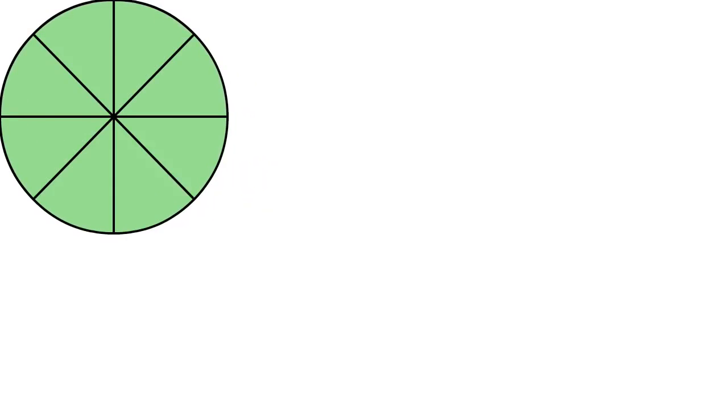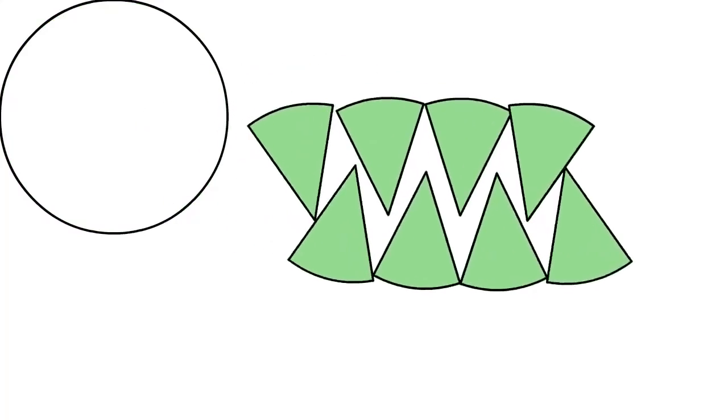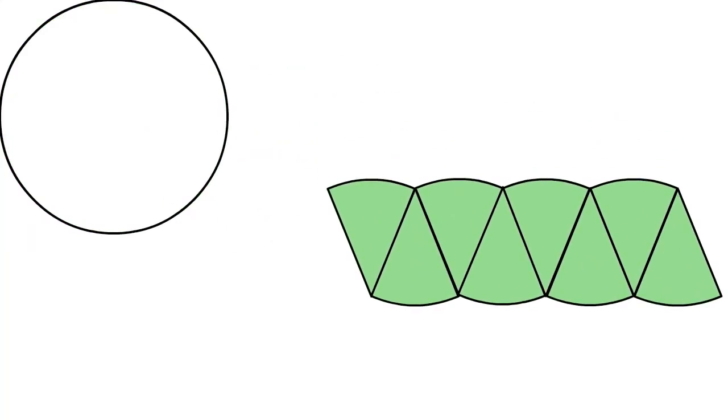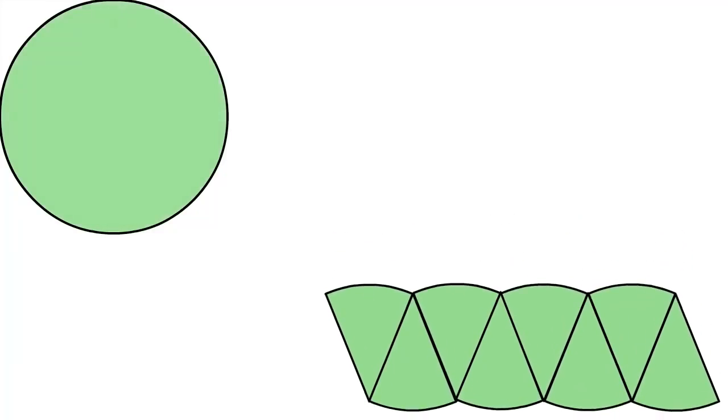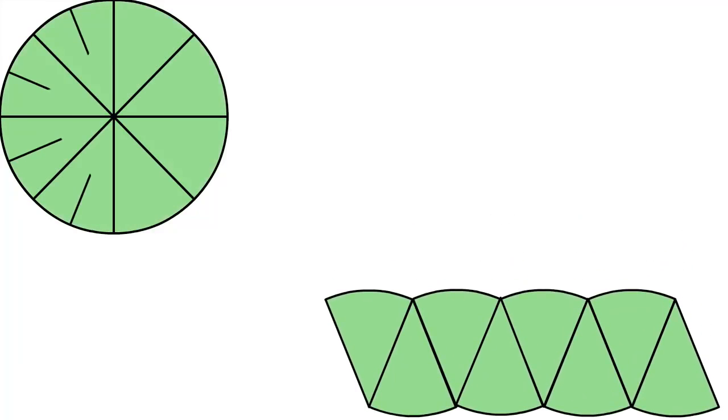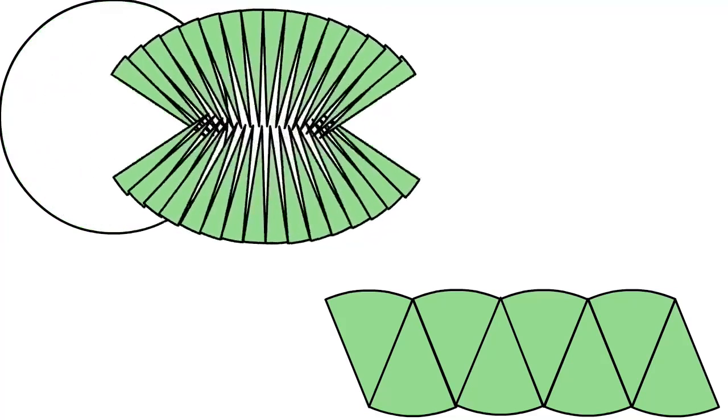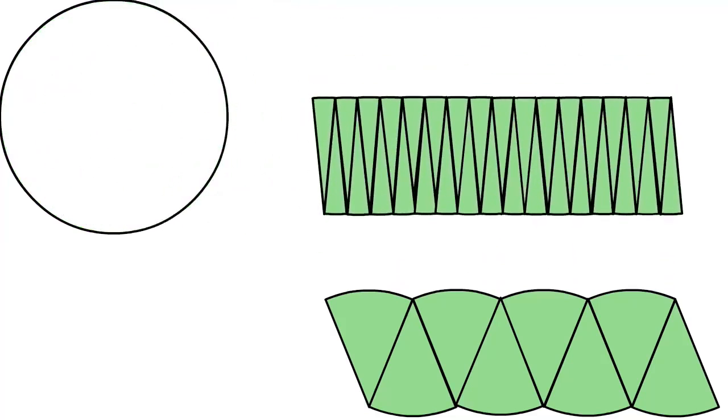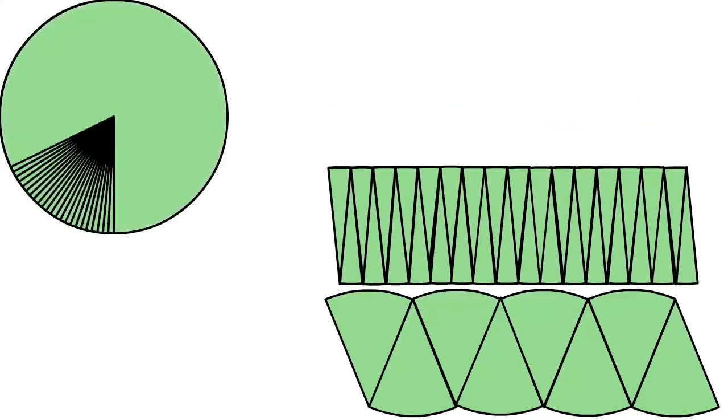Next, we will divide it into large equal parts and arrange them in a rectangular formation. As you can see, it barely resembles a rectangle. So next, we will divide the circle into small equal pieces, and we will arrange them in the same manner. You can see that it appears more like a rectangle.